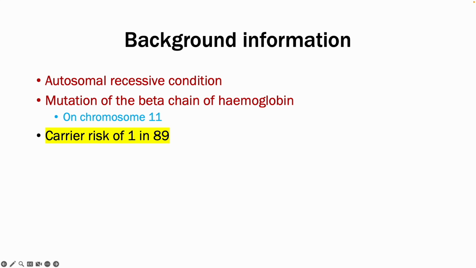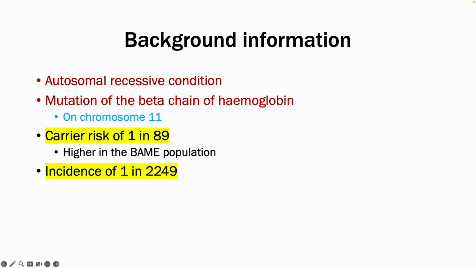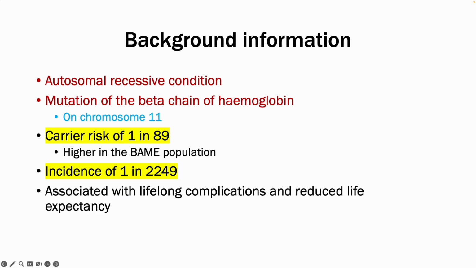There's a carrier risk of 1 in 89 worldwide, but it's higher in the BAME population, roughly 1 in 10, and there's an incidence of 1 in 2,249. It is associated with lifelong complications and unfortunately with reduced life expectancy. However, we have screening for it these days, and in the UK, people are screened for it right after birth in the blood spot test.